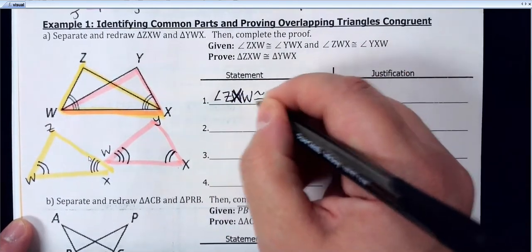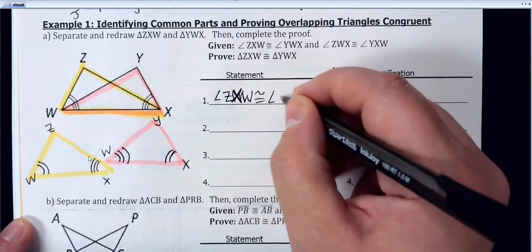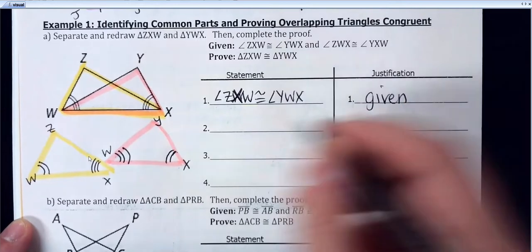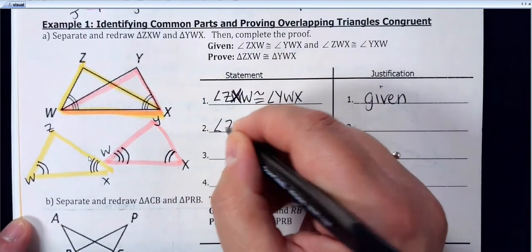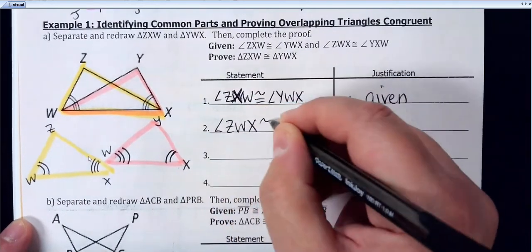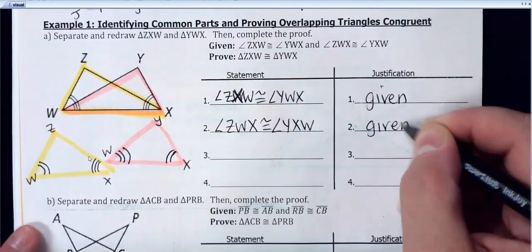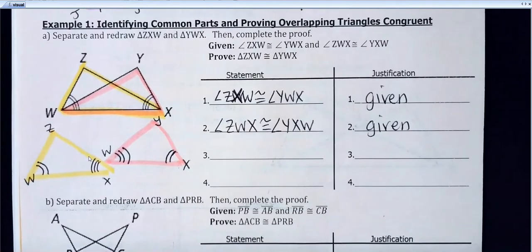So angle ZXW was congruent to angle YWX. That was just literally given. I just remarked it in the picture. And then angle ZWX is congruent to angle YXW. Again, given, marked in the picture. Now, that's the only given information.